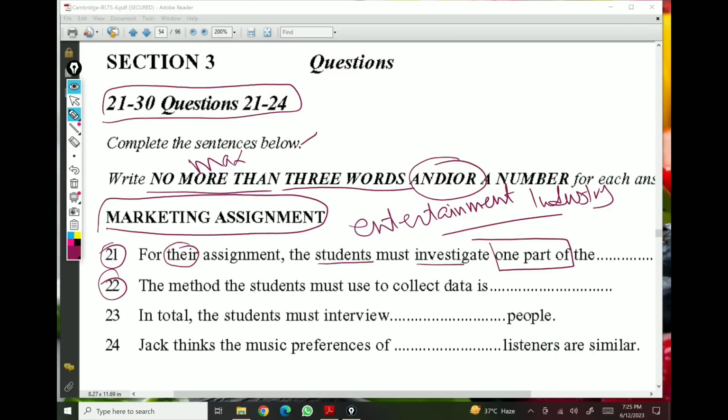Okay. Question number 22. Method students must use to collect data is. Now what is it? Data collection method. Just focus. See that they have used 3 articles. The method the students use to collect, 2 articles. So I told you not to read articles. Okay. Now let's see what is their method.